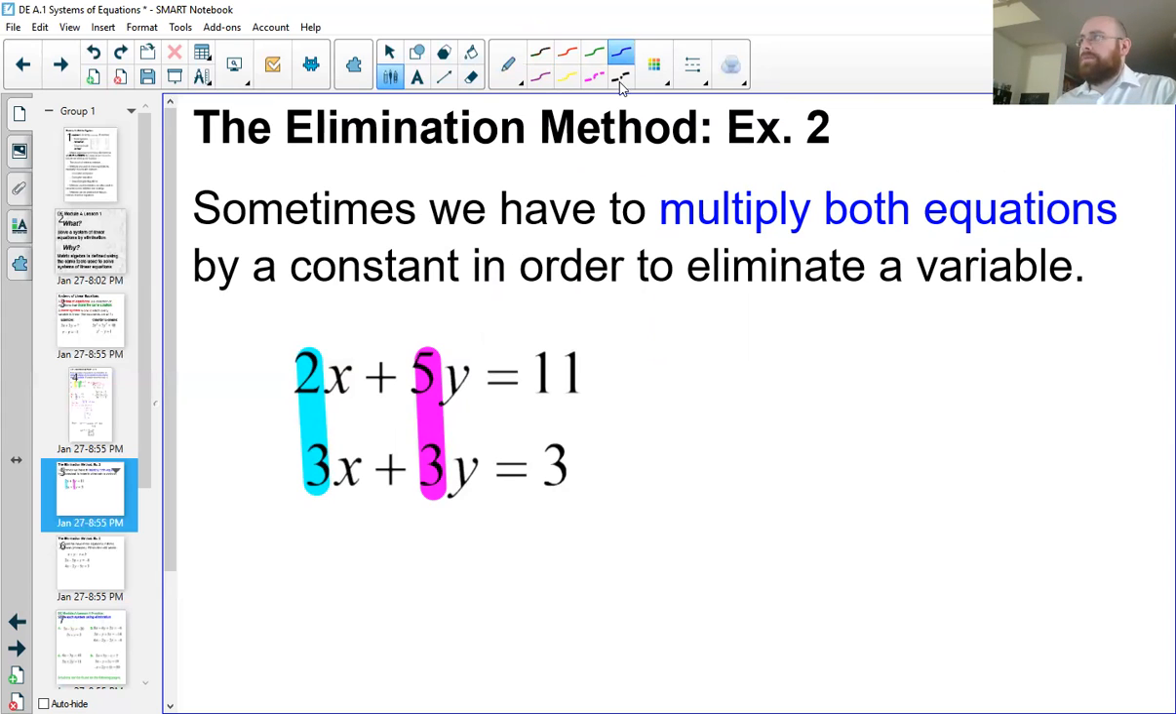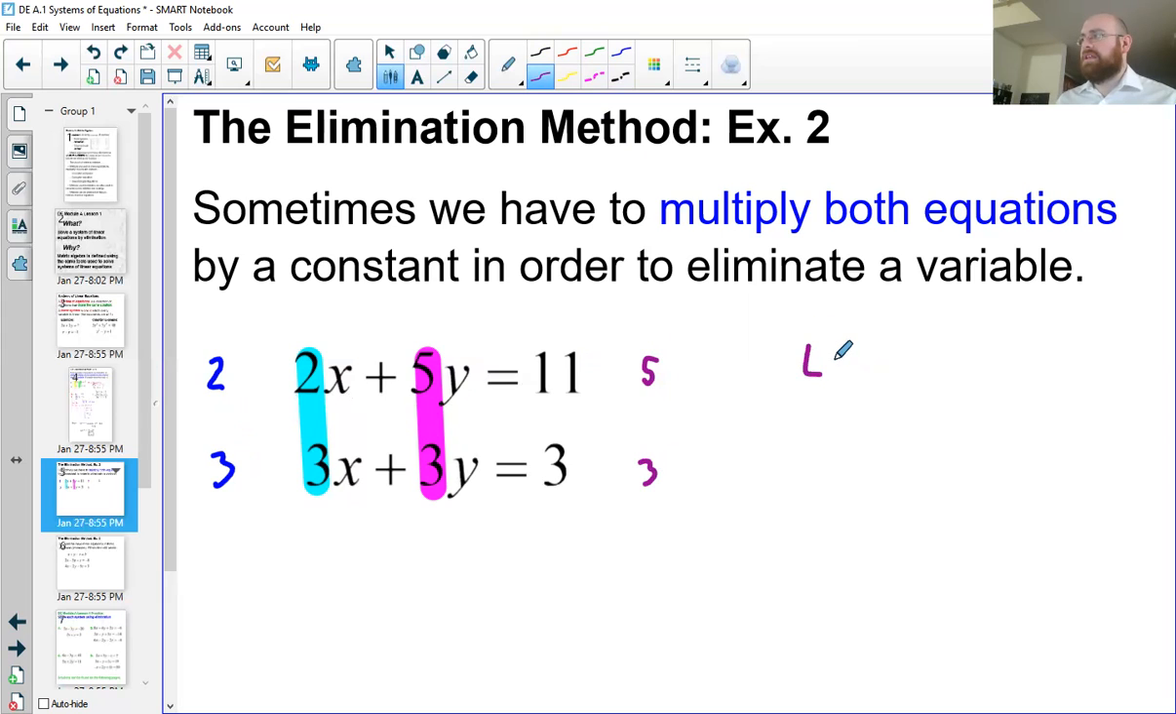All right, so here we have 2 and 3. Neither is a multiple of the other. And over here, we have 5 and 3. Neither is a multiple of the other. So what we have to do is find their least common multiple.